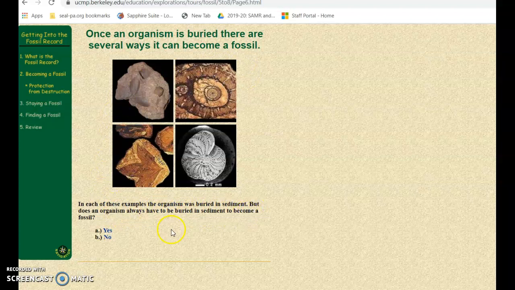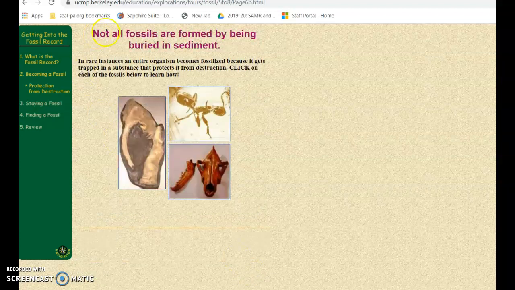Now, we didn't discuss this yet, so you might not know. This is a guess. I'm going to say no. No is correct. So we know that organisms can be buried under sediment to become a fossil. That's one way they can do that. But there are other ways to preserve the remains of the organism or any impressions left behind. Not all fossils are formed by being buried in sediment.